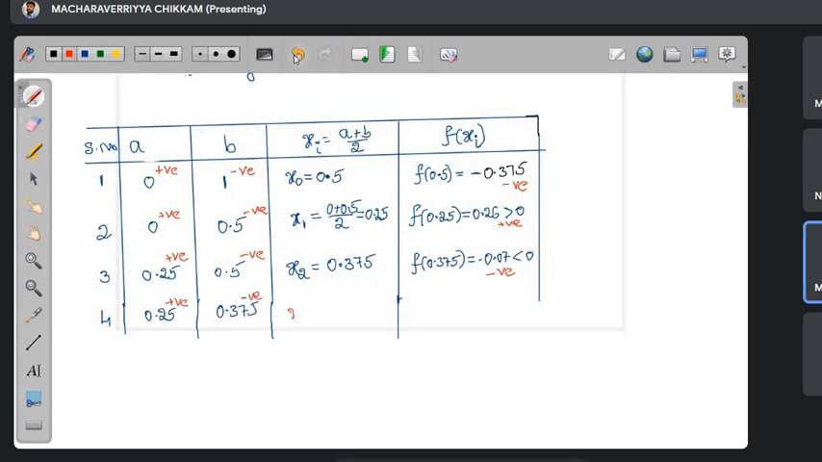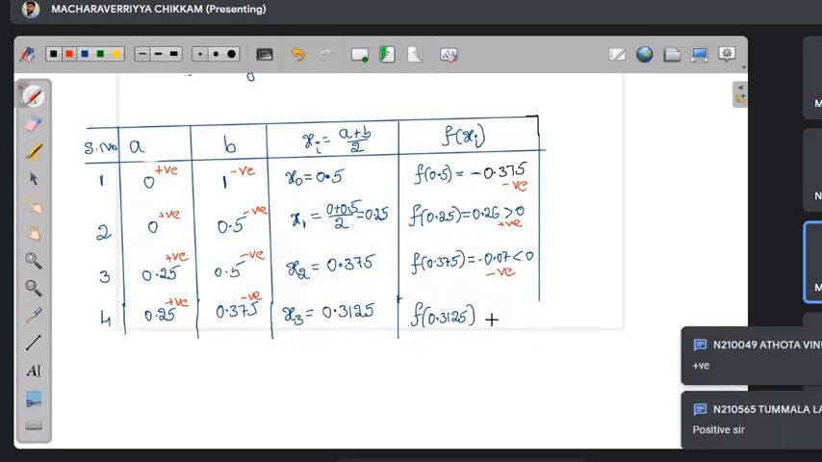Now f of 0.25 is positive, and here it is negative. What is x3? Computer, tell me what is x3. So that is the midpoint of 0.25 and 0.375, so 0.3125. Now again you're going to see what is f of 0.3125. Just tell me whether it is positive or negative. Positive. All right.